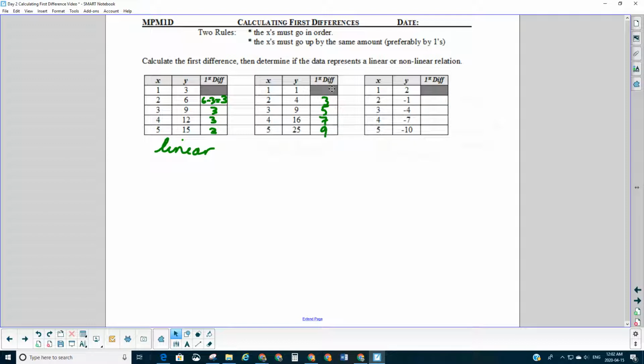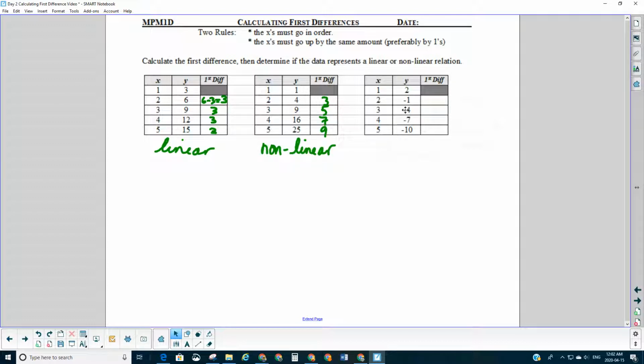Are the first differences the same? No. So what do we say? It's nonlinear. Now, recognize, I know there's a pattern in these first differences, but that's a grade 10 pattern. All we care about, if they're the same, they're linear. If they're not the same, it's nonlinear. And the graph would not be a straight line, just like the example we just saw in the other video.